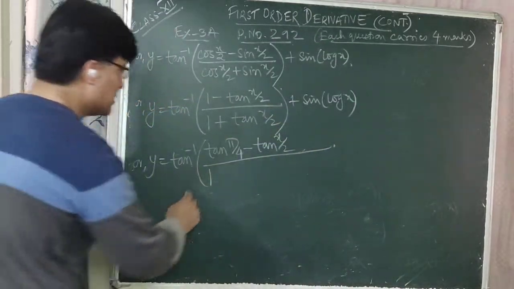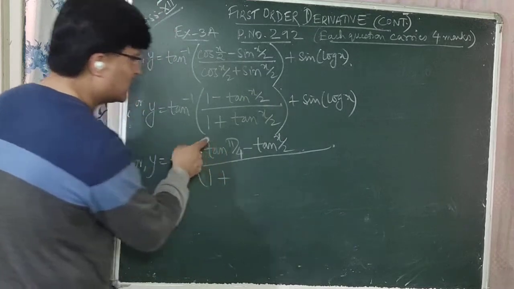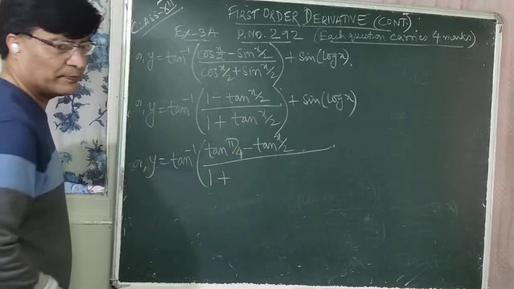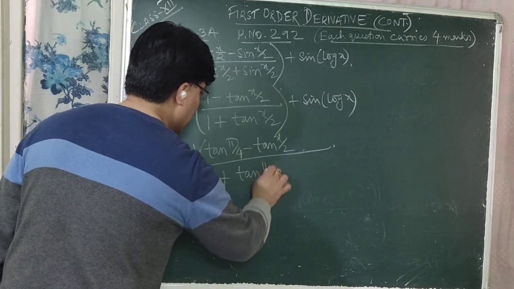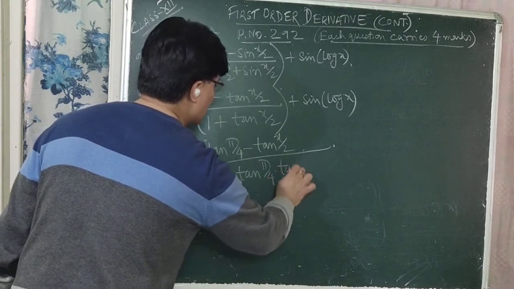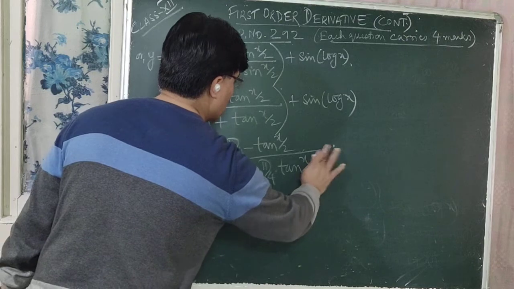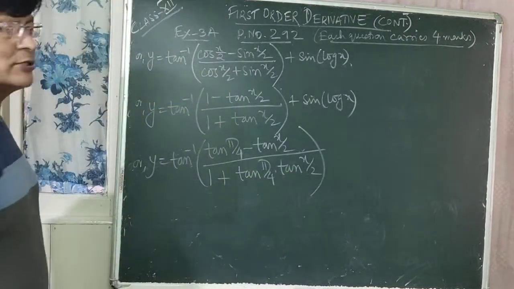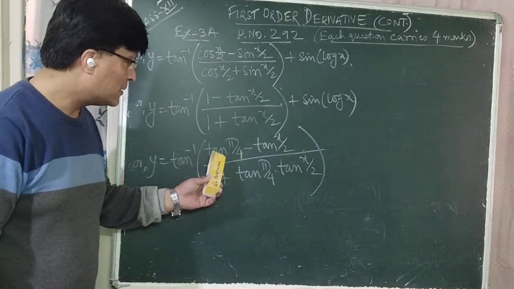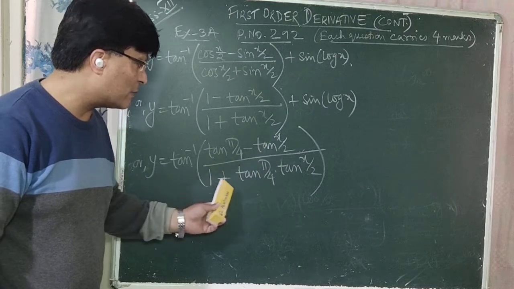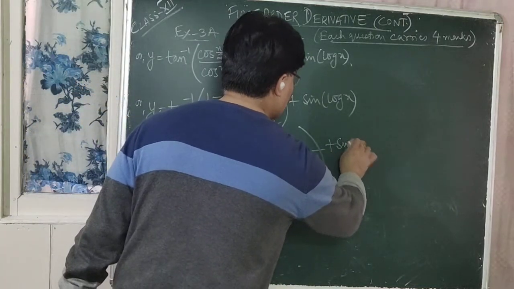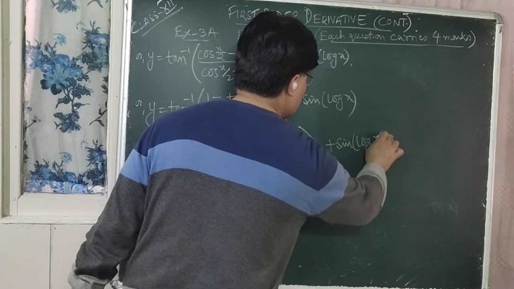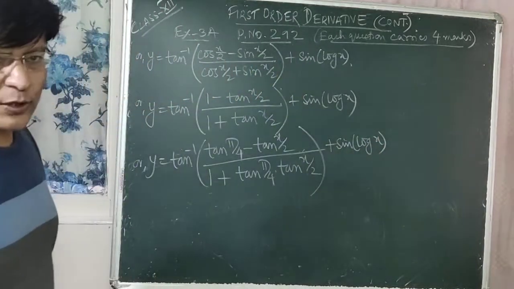1 is kept as it is, 1 plus, actually it is 1 into tan x by 2. So instead of that 1, what can you write? Tan pi by 4 into tan x by 2, right? So the bracket is closed. So this is of the form tan a minus tan b divided by 1 plus tan a tan b. Then plus, you should write here sine of log x. Is that clear to all of you?